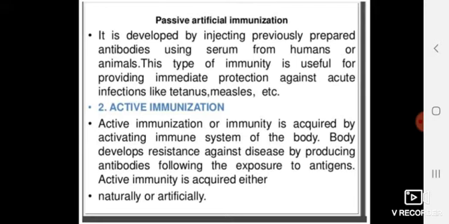Like that, the body will develop, or the body will help to resist against infections. Like that, this immunization will prepare the body. Suppose whenever a foreign body attacks the body, it helps the body to fight against it. So the body develops resistance against the disease by producing antibodies following the exposure to the antigen. That is active immunization.